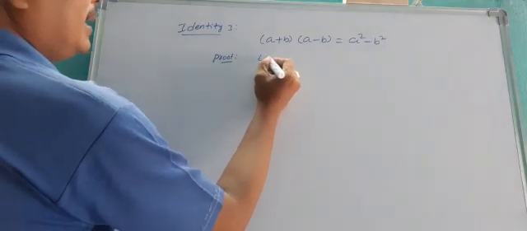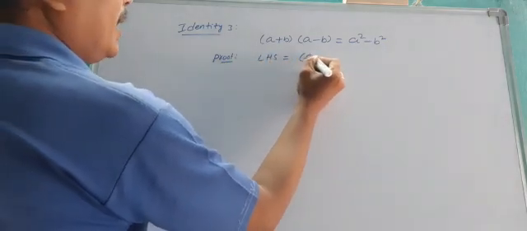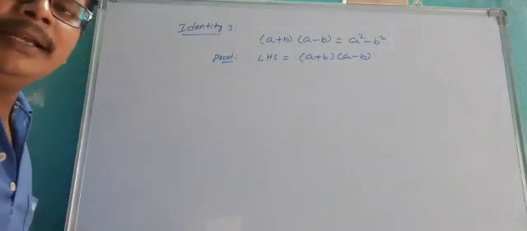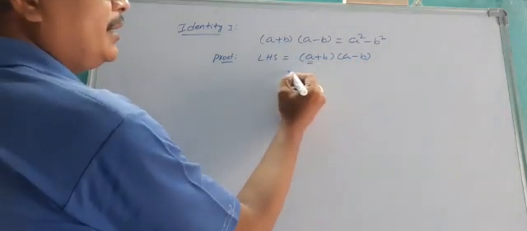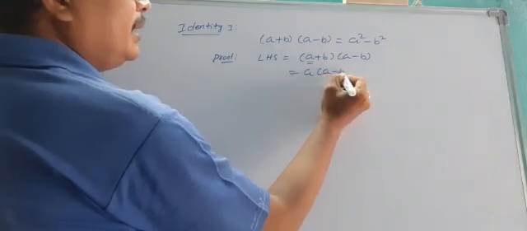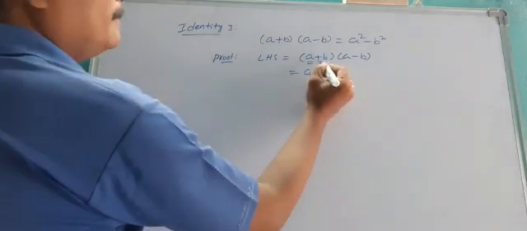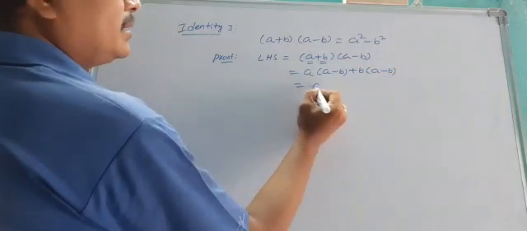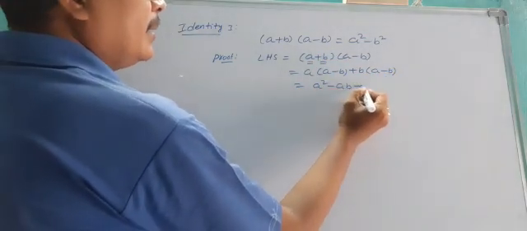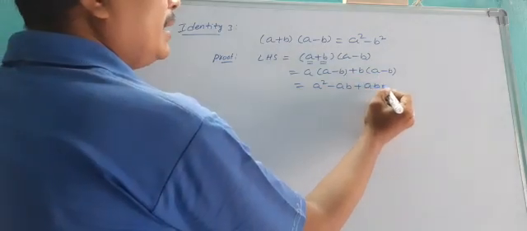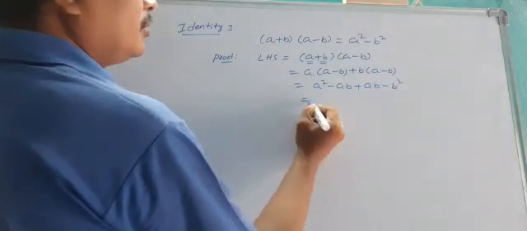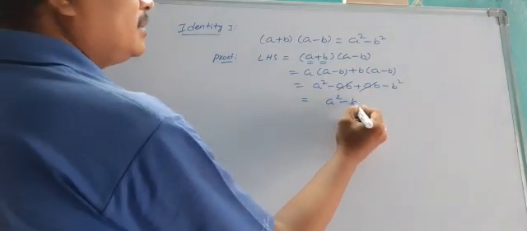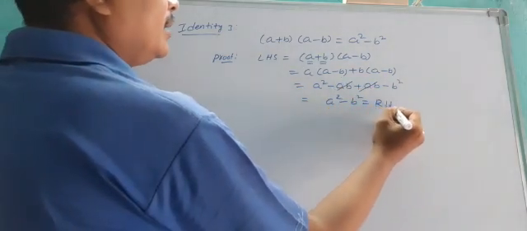So now we have to take LHS. a plus b into a minus b. How to multiply? You take first a into a minus b, and you take second term plus b into a minus b. So a square minus ab plus b into a, ab minus b square. So totally plus ab minus ab cancel, a square minus b square, that equals RHS.